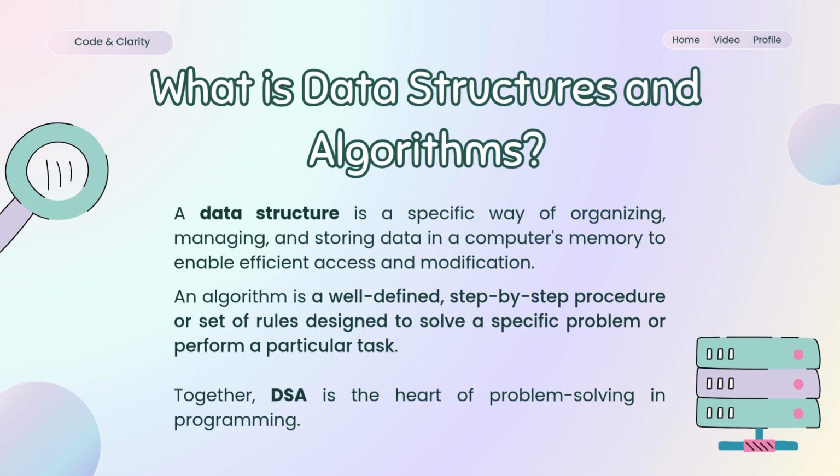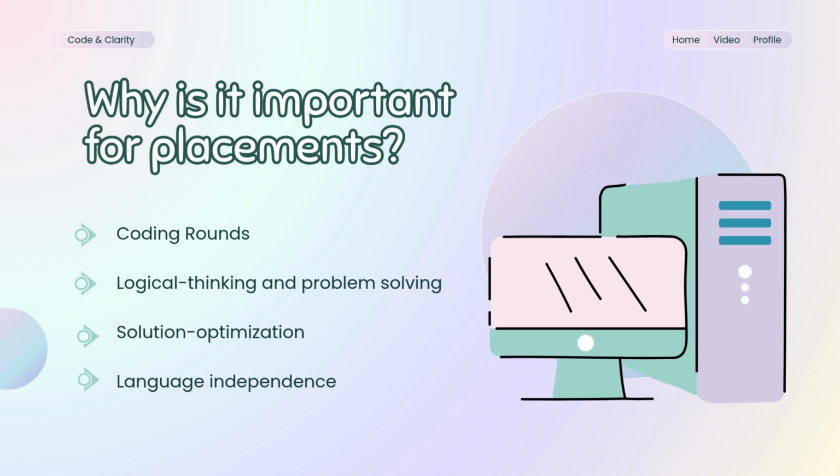Think of it this way: data structures are basically like containers. What are the containers? The ways to store and organize the data. Examples: we have arrays, linked lists, stacks, queues, trees, graphs. And algorithms are basically like recipes, step-by-step instructions to solve a problem efficiently. It may be sorting a list, searching for a number, or finding the shortest path between cities. So altogether, DSA is the heart of problem solving in programming.